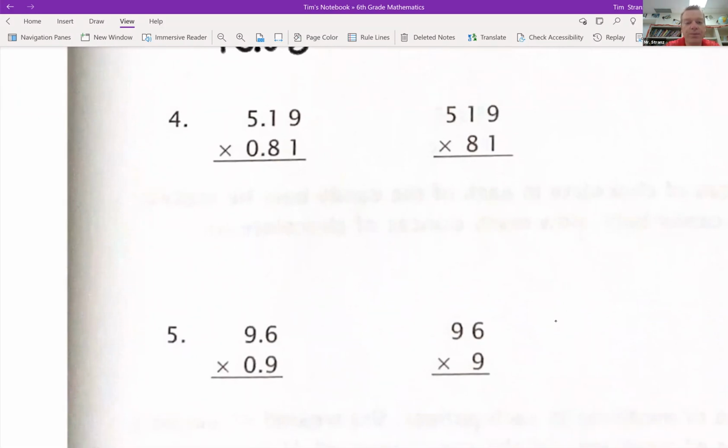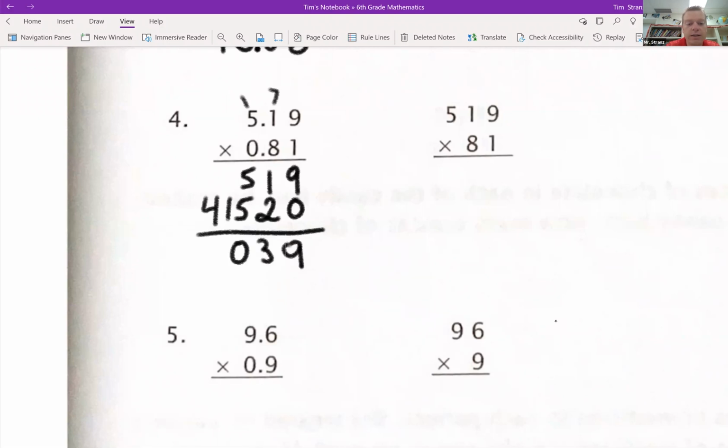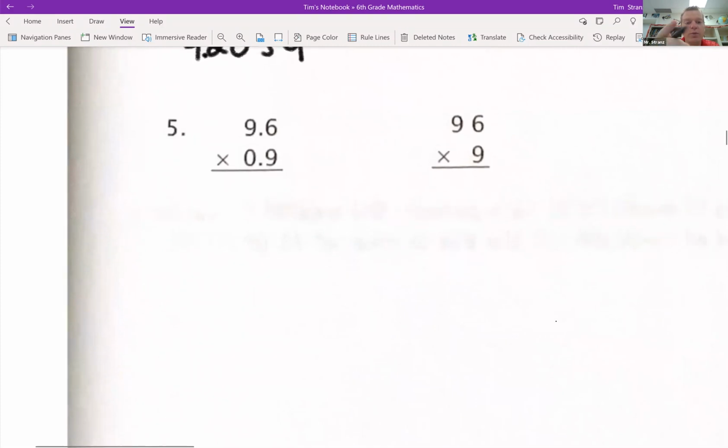5.19 times 0.81. So 1 times 9 is 9, 1 times 1 is 1, 1 times 5 is 5. Placeholder, 8 times 9 is 72. 8 times 1 is 8, plus 7 is 15. And then that's 40, plus 1 would be 41. Add these numbers up, we get 9, 3, 10, carry 1, which make that 2, and then a 4. We have 1, 2, 3, 4 decimal places, so we got to go over 1, 2, 3, 4. So 4.2039.